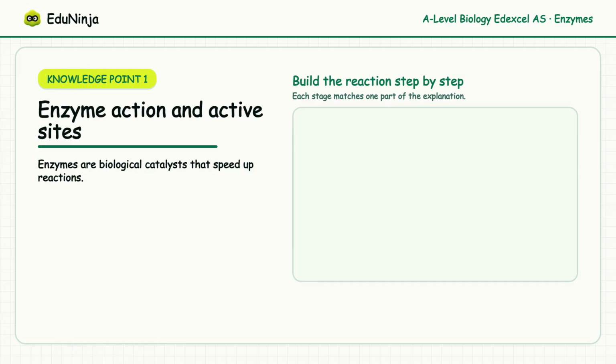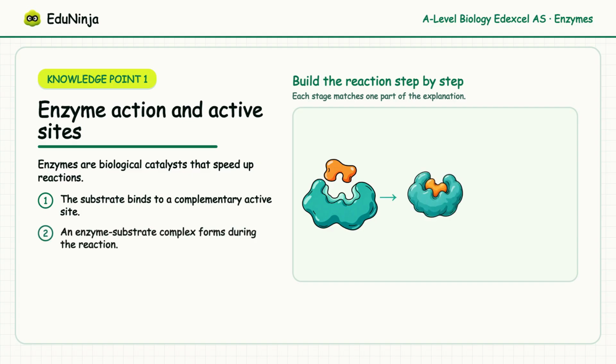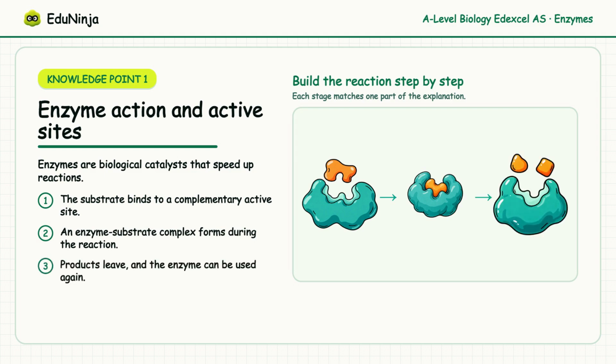Enzymes are biological catalysts. They speed up reactions, but they are not used up. First, the substrate approaches an active site with a complementary shape. This shape gives the enzyme its specificity. Next, the substrate binds to the active site, forming an enzyme-substrate complex. The reaction then produces products. These products leave the active site, and the enzyme remains unchanged. It can be used again.